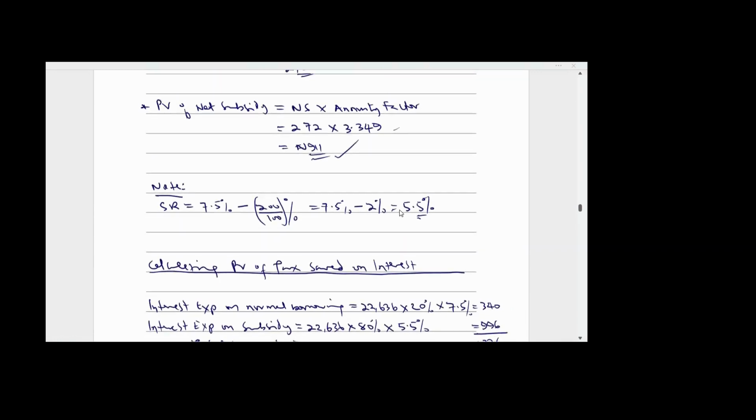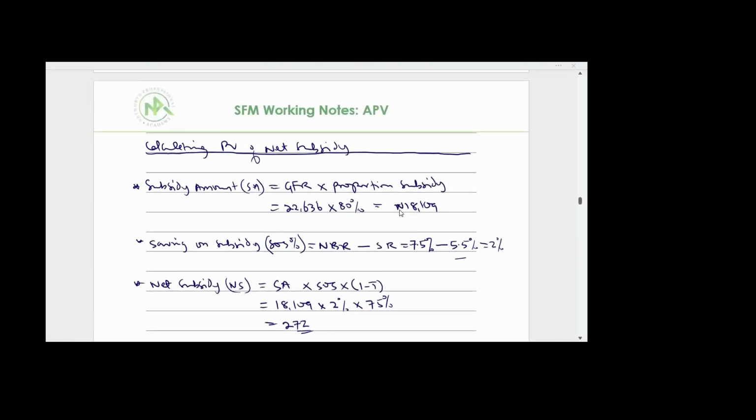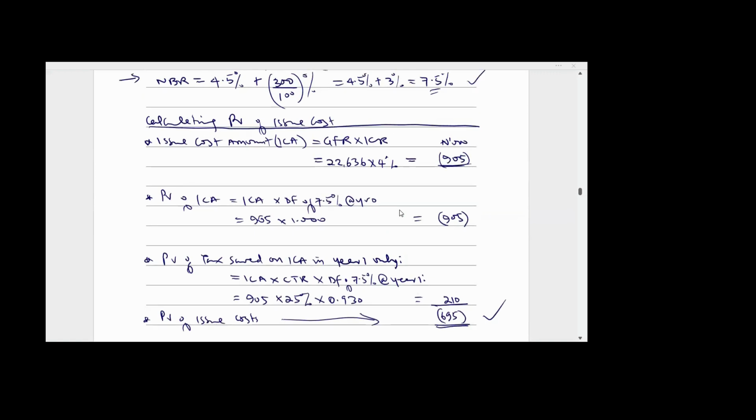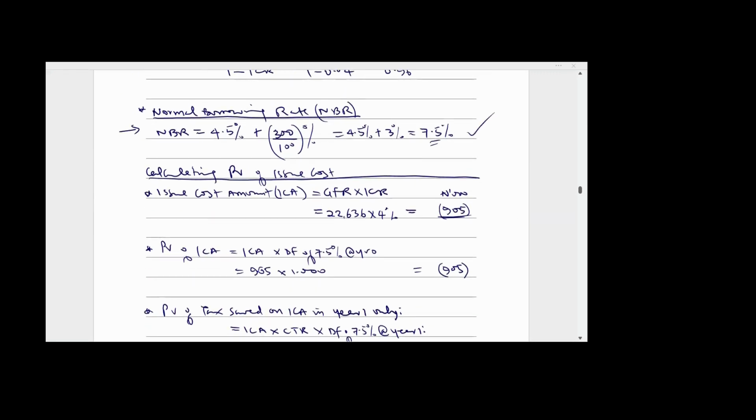Let me go back to the issue cost. So you are talking about this 905, right? Yes, sir. Do your calculator again. Bring out your calculator. 22,636 multiplied by 4%. It's not 22.636, it's 22,636, not points. Is it clear now?